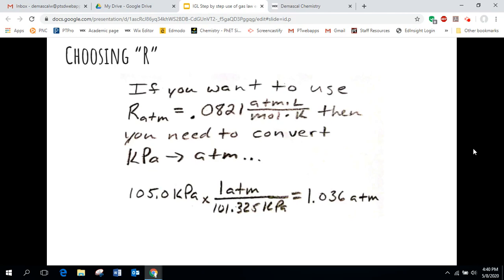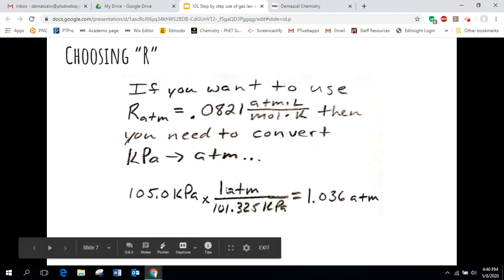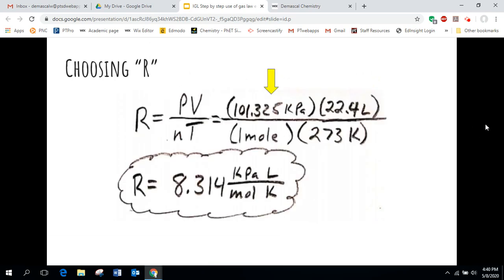Super easy. Plug in the one you know, 105.0 kPa, and then multiply by 1 atmosphere over 101.325 kPa. So this is the equality. 1 atmosphere is 101.325 kPa. They're the same pressure. Make sure your kPa's cancel. You'd be left with 1.036 atmospheres. And then you could use your 0.0821 if you really like that R value.